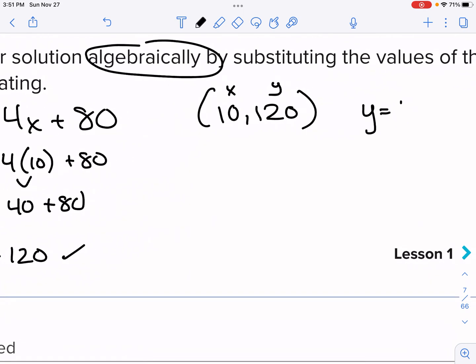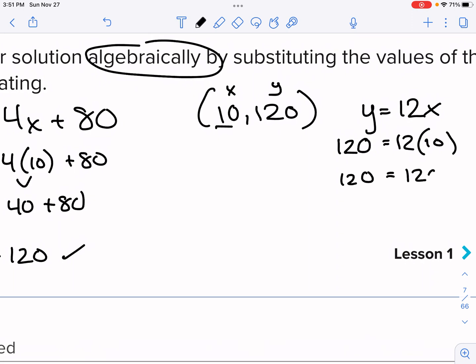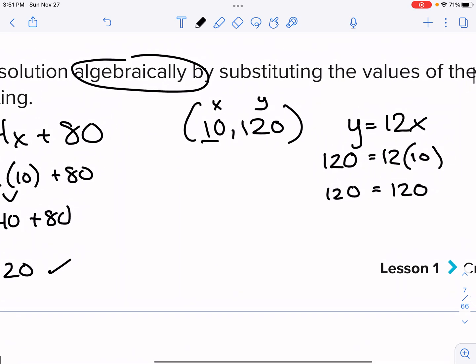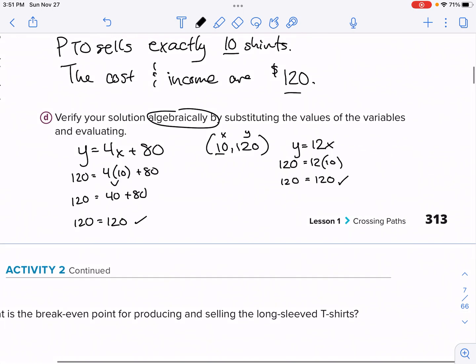Y equal to 12x, which is in terms of the money that the shirts that we're selling and how much money we receive from that. So instead of y equal to, we'll have 120 equal to. Instead of 12x, we'll have 12 times 10. And 12 times 10, right, when you multiply by 10, you just add a 0 to whatever you're multiplying by. So it's 120 equal to 120. That satisfies the equation there. So this is a value that is a solution, right, to both equations.